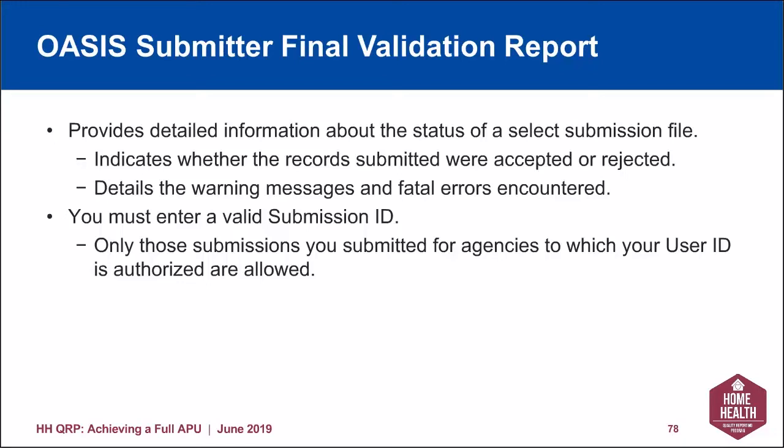For those instances where the KEYS ASAP system cannot produce the system-generated agency final validation report or include all records on the system-generated agency final validation report, the user who originally submitted the file can request an OASIS submitter final validation report in order to determine why the KEYS ASAP system could not process the records. The submitter final validation report will give you, as we said, detailed information about the status of select files. It will tell you whether the records were accepted or rejected, detail the warning messages and fatal errors, and it can only be requested by the user who submitted the original file.